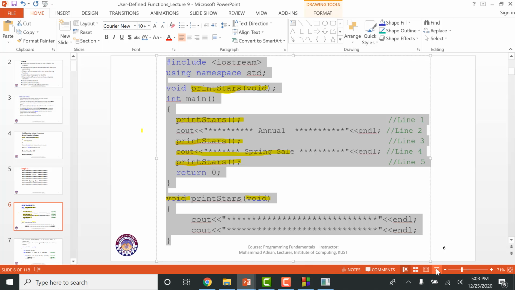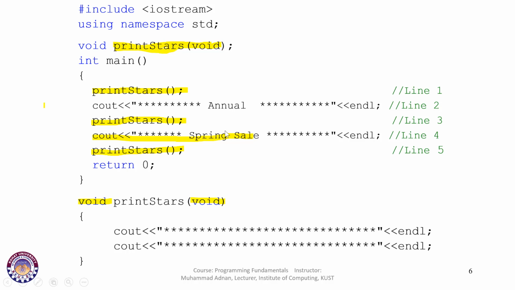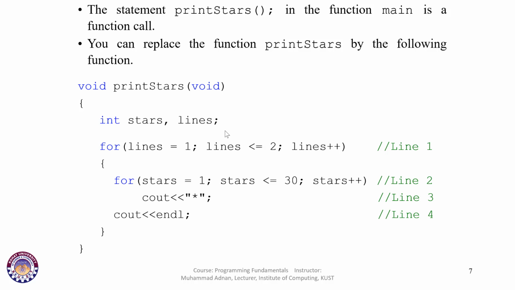So with that, let me once again go to our slides. The statement print star in the function main is a function call. You can replace the function print star with the following function. You can also use the for loop and the nested for loop inside the print star function. Why? Because it is now easier and more concise, and loops give you a lot of power and flexibility.